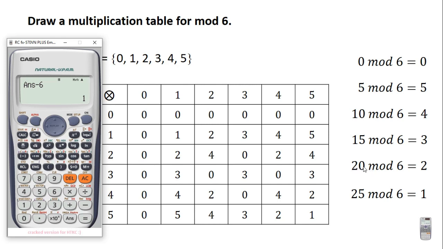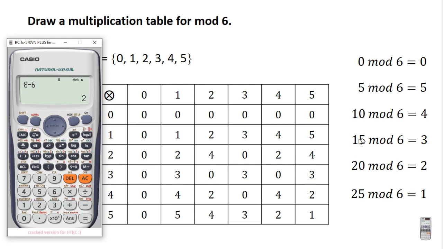Let's try for another example. Let's say 20 mod 6. So we are going to subtract 6 from 20 until we get a number that is less than 6. So you have 20 minus 6. 20 minus 6 will give us 14. 14 is not less than 6. So you subtract 6 from 14. 14 minus 6 will give us 8. 8 is still not less than 6. So you subtract 6 from it again. 8 minus 6, as we all know, will give us 2. So we can see that 20 mod 6 will give us 2.